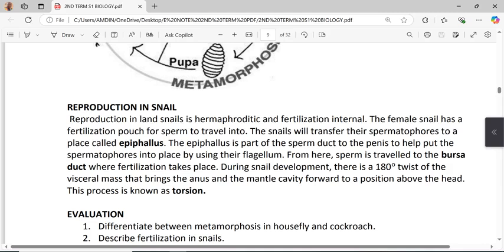During snail development, there is a 180-degree twist of the visceral mass that brings the anus and the mantle cavity forward to a position above the head. The process is known as torsion.